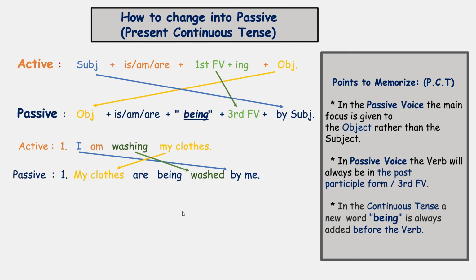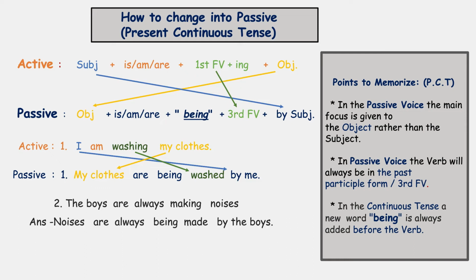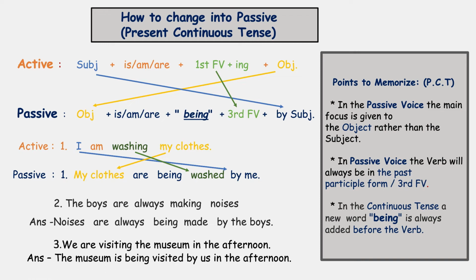Now let's do another question. The boys are always making noises. Noises is the object, the boys is the subject. Noises are always being made by the boys. Hope it's clear enough. Number 3. We are visiting the museum in the afternoon. The museum is being visited by us in the afternoon.